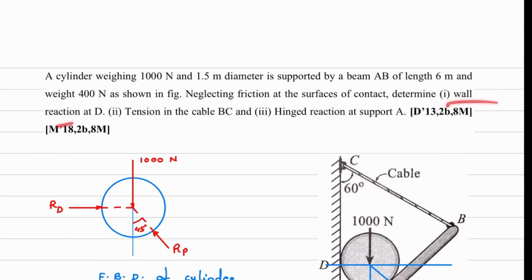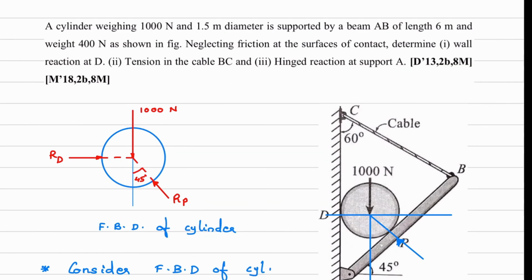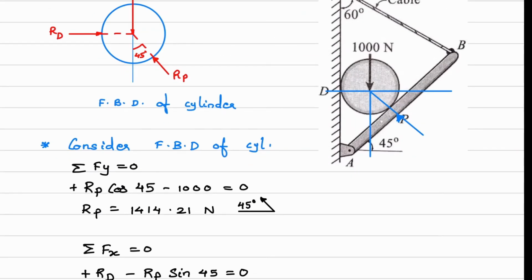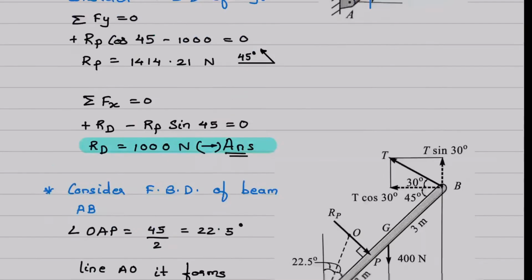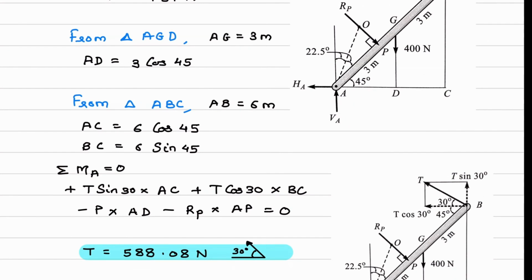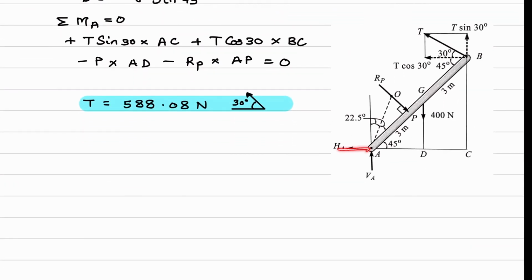First part RD we have calculated, then tension in the cable we have calculated. Now what is the remaining part? We have to calculate hinge reaction at support A. So here we will have HA and VA. You can consider HA towards right as well, but I am considering HA towards left. Why, you will see shortly. In the FBD, HA is considered towards left and VA is considered in upward direction. So I'll write down the condition of equilibrium, summation Fx equal to 0.